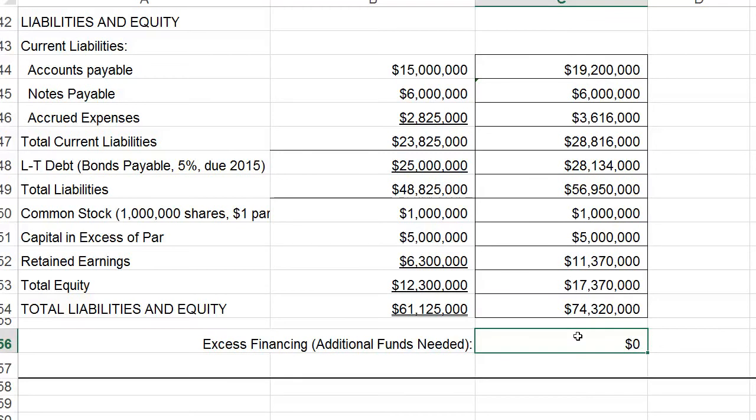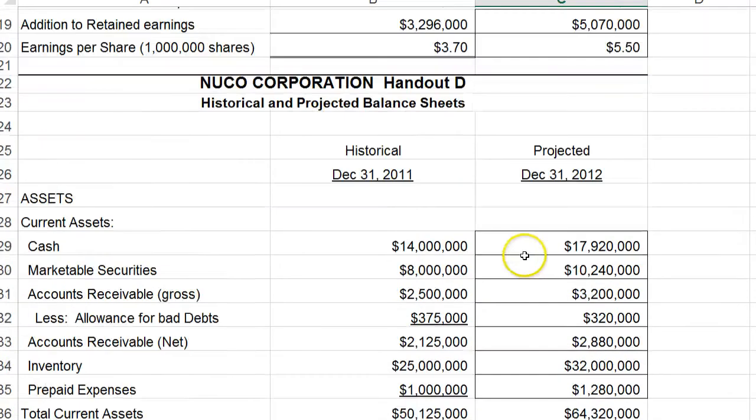So that's the whole idea of this pro forma financial statement, to see where we are as a company. Do we have to take out additional financing, or are we going to be so profitable that we could plan for additional assets? That's the whole purpose of this. Okay.